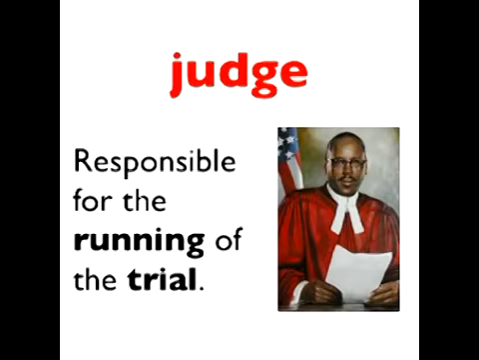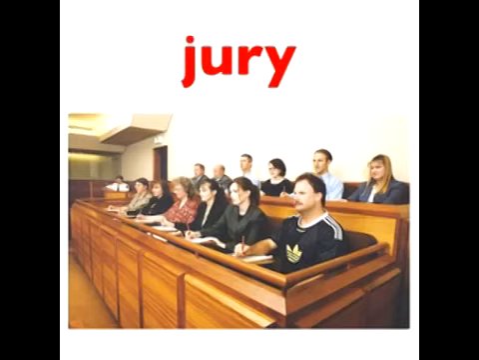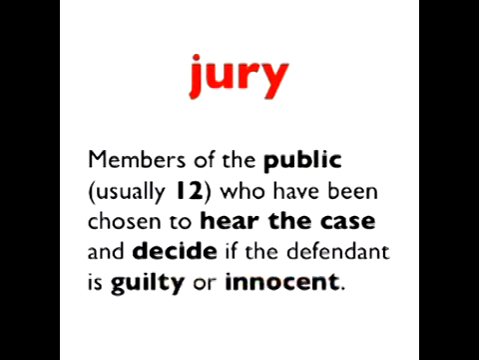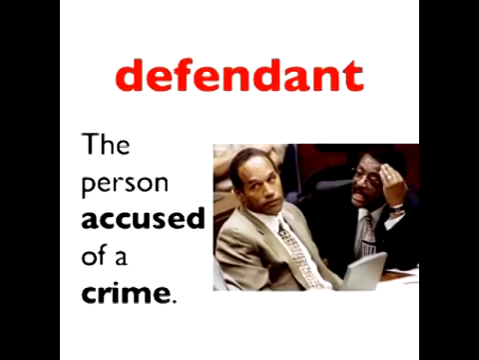The person in charge of a court case is called the judge. The judge is responsible for the running of the trial and often making a decision as to whether a crime has been committed. But in some court cases, the judge does not make this decision. Instead, a jury will make the decision. A jury are members of the public, usually 12 in number, who have been chosen to hear a case and then decide if the defendant is guilty or innocent.